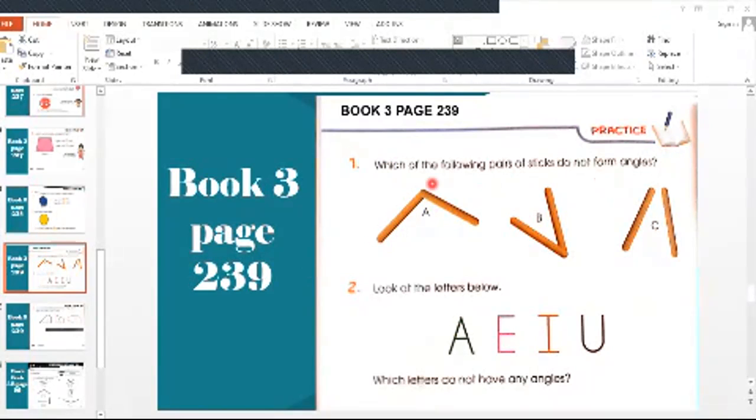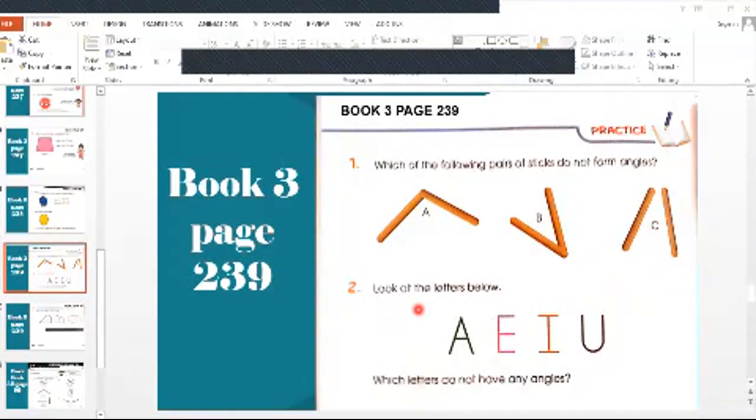So look at this. Yes, it has angles. Two lines are meeting at a point. Picture B, yes, there is an angle, so good. And in picture C, the lines are close together, but they are not meeting, they are not joining at any point. So there is no angle in picture C. So you can circle this one.